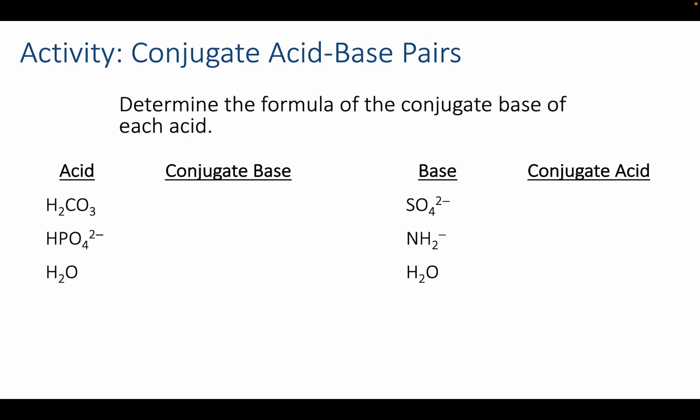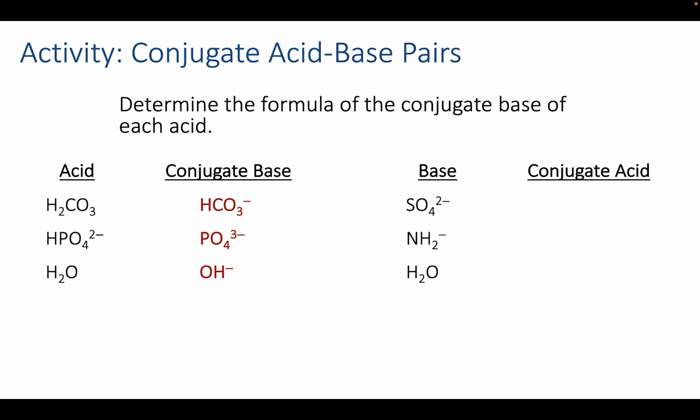All right, hopefully you've had a bit of time to write these down. The conjugate bases here are going to be ones that have lost a proton compared to the acid, because when they act as a base, they're going to gain a proton and regenerate the acid. So here are our answers. H2CO3 loses a proton, it becomes HCO3 minus. It's lost one hydrogen and a positive charge to leave it with a negative charge. And the following is true for the HPO4 2 minus and our water.